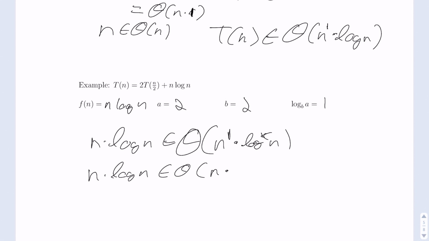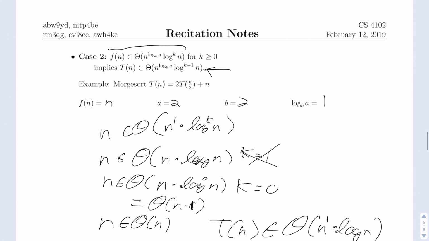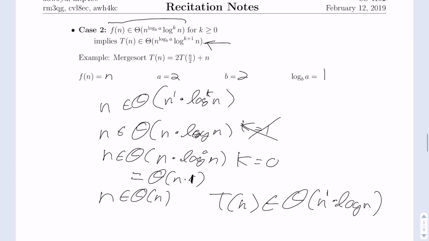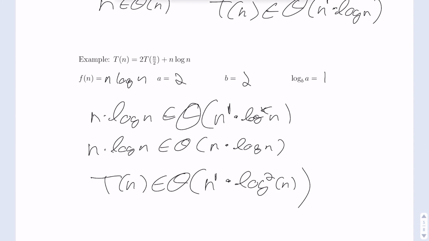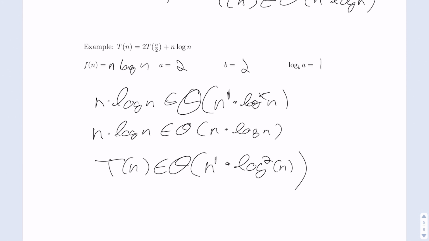Theta of n times log n. Good, that all checks out. Now we go back up. We see our condition. T of n is theta of n to the log base b of a times log to the k plus 1 of n. So T of n is big theta of n to the 1 times log squared of n, right? And that's how you solve that recurrence. Any questions about this one?